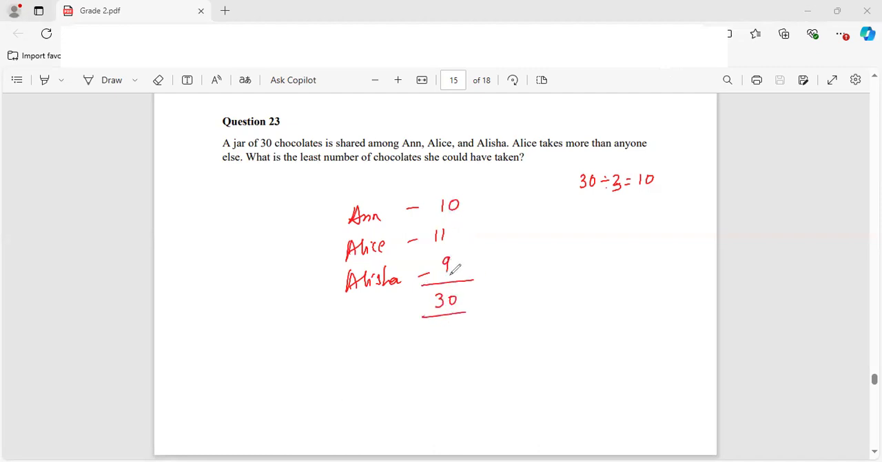Each of them got a different number of chocolates. And what is the least number of chocolates Alice could have taken? So this is the least. She cannot go below this because if you go below this, then all of them will be equal, or Alice will be lower than the one who has taken the highest. So what is the least number of chocolates? It is 11. So the answer is 11. Let's move on.